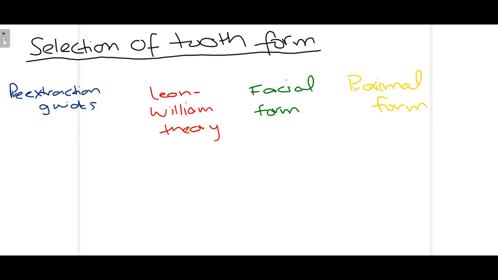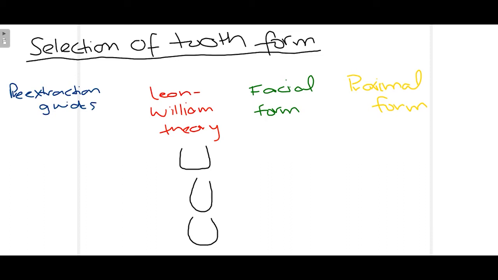Now, selection of tooth form basically consists of pre-extraction guides, which are the same that we have discussed before, consisting of diagnostic cast, photographs, radiographs, and extracted tooth. These are, to an extent, not that helpful. So next is the Lyon-Williams theory. The Lyon-Williams theory simply states that the tooth of a patient is selected by keeping the face form in mind. For example, if a patient has a square face, the tooth should be square in shape, and if the patient's face is tapering, the tooth should be in a tapering form, and if the patient's face is ovoid, the tooth should be in an ovoid form. So this is what the Lyon-Williams theory suggests.